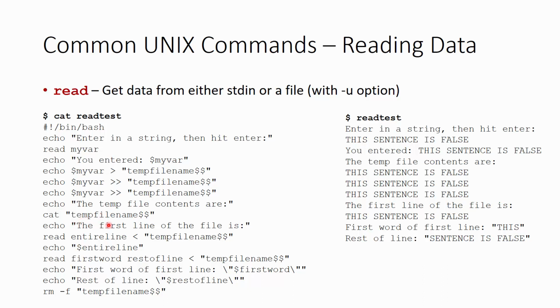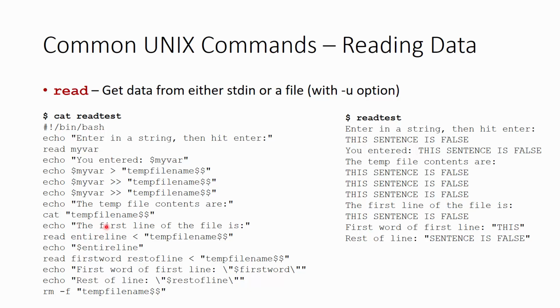Next, let's try to get the first line of that file, since that's what we're testing here. The first line of the file is, and then here's how I'm going to do it. I'm going to use the read command again, and then here's my variable. So I'm going to read into this variable called entire line, and we know that that is going to return just one line. Now read is looking for data coming in from standard in, so I can't just give it a file name to read from.